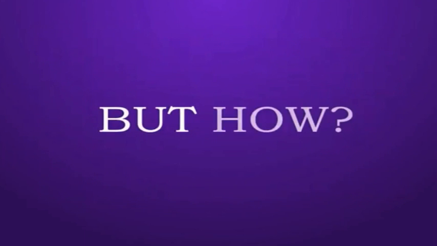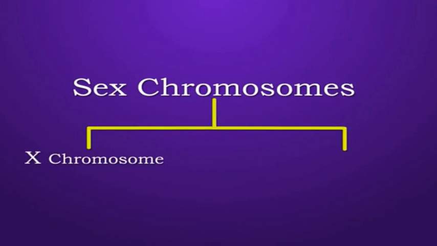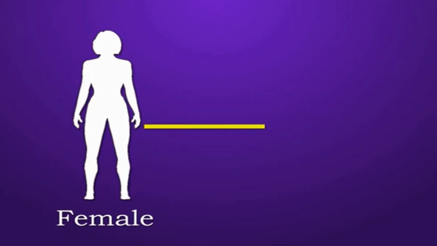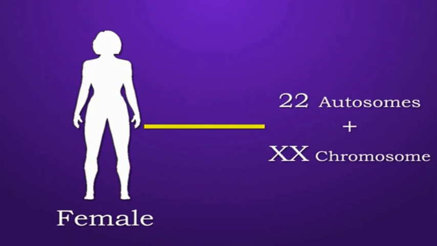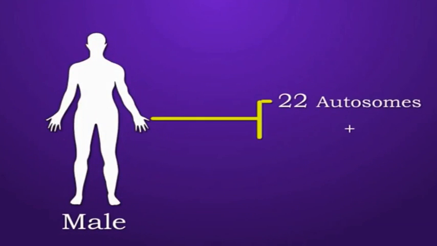Sex chromosomes are of two types. They are X chromosome and Y chromosome. In a female, only one type of sex chromosome is there, which is the X chromosome. So 22 pairs of autosomes and one pair XX, that is the sex chromosome. But in a male, XY sex chromosome is present: 22 pairs of autosomes plus XY.